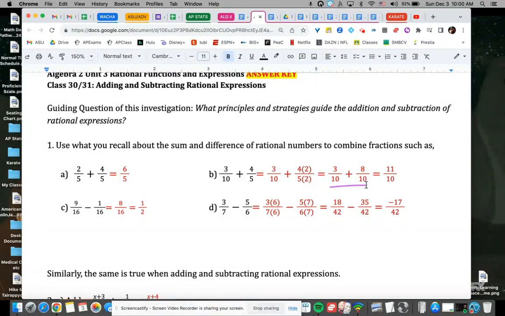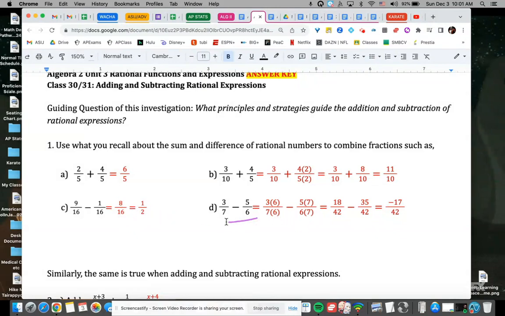So now I have a common denominator. I can add the tops to get 11, and the bottom does not add, it just stays 10. 3/10 and 8/10 make a total of 11/10, right? Next one's the same thing. Even if it's subtraction, you're going to subtract the tops. 9 minus 1 is 8. And then, of course, you try to simplify things afterwards. 8 over 16 is a half.